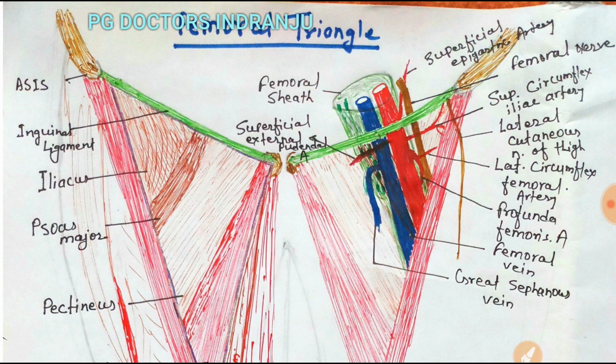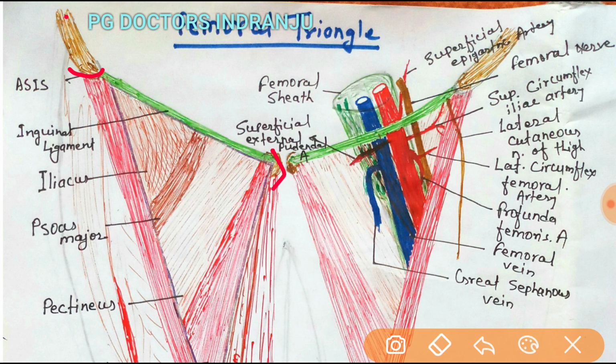First of all, the femoral triangle is the triangle in the anterior region of the thigh below the inguinal ligament. So first of all, the inguinal ligament. The inguinal ligament runs between the pubic tubercle and the anterior superior iliac spine. This is the pubic tubercle and here the anterior superior iliac spine.